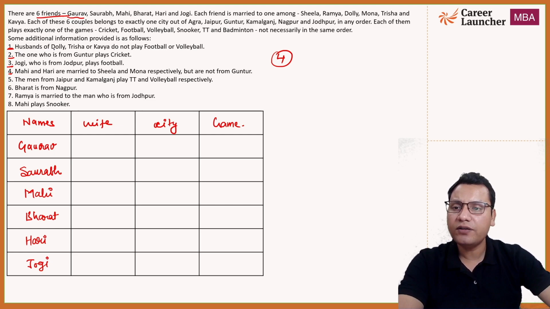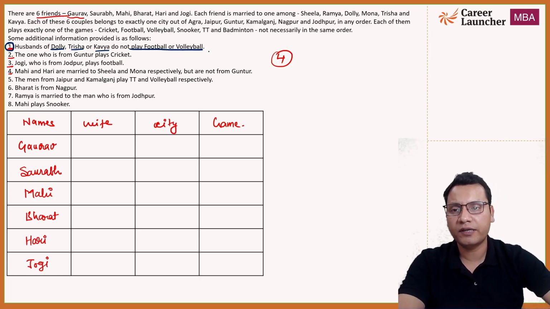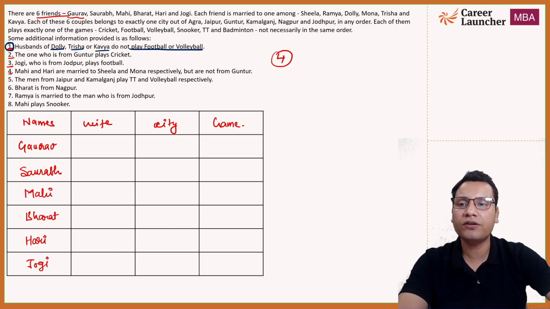Now, first, husbands of Dolly, Trisha, and Kavya do not play football or volleyball. Guys, this is not a direct statement or direct information provided in the statement. So we'll put this statement on hold for some time, and when the need arises, then we'll use this. Right now we cannot use it directly because we have fixed the names of the persons in the table, but we don't know who is the husband of Dolly, Trisha, and Kavya. So we cannot use it directly in the table, so we put it on hold for now.